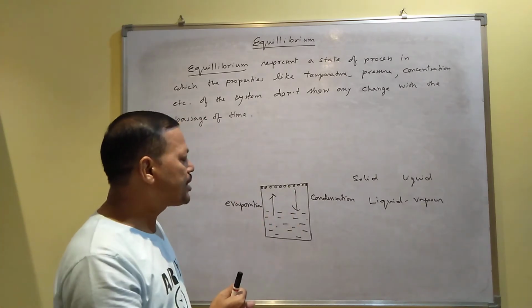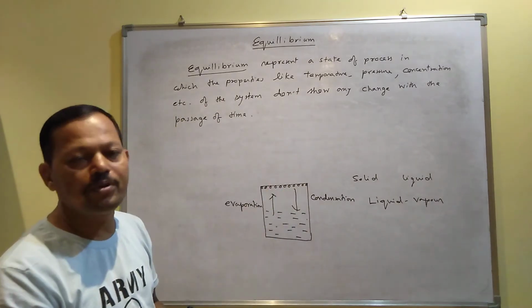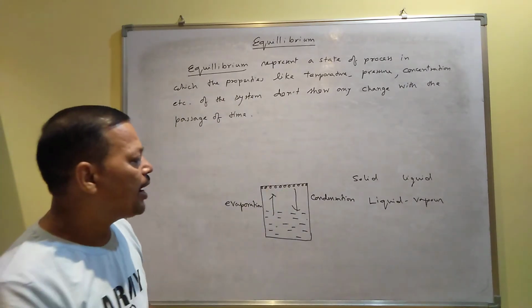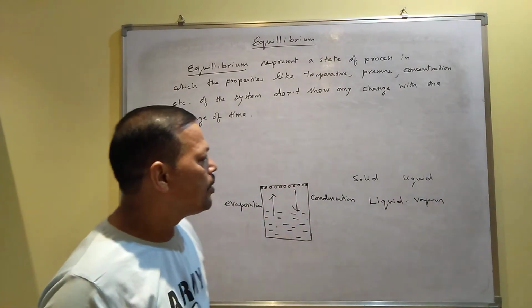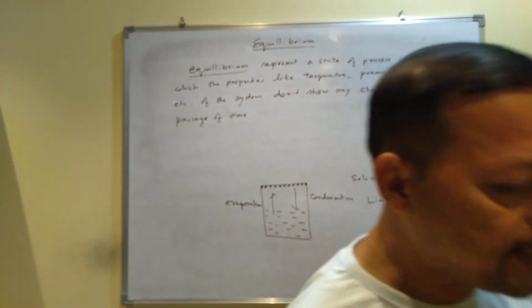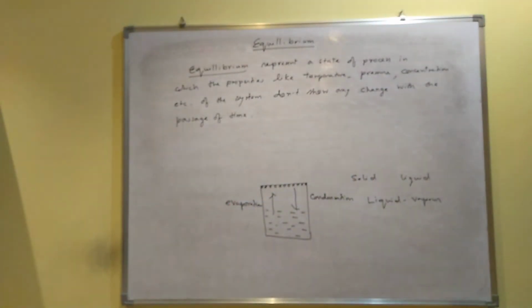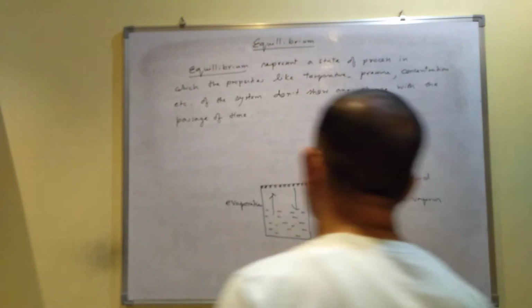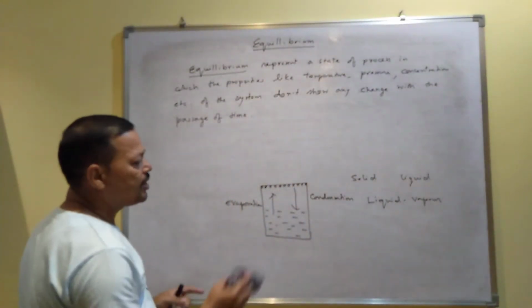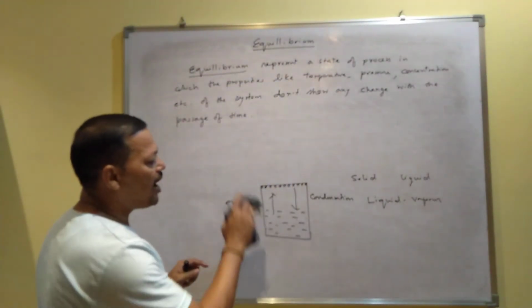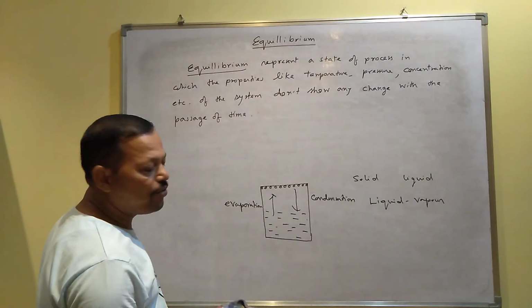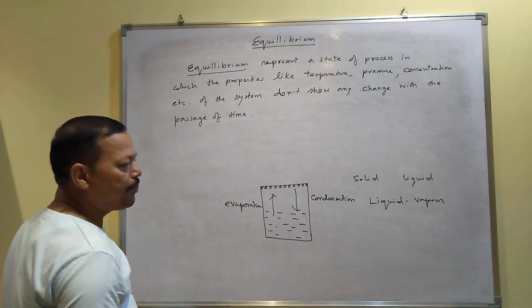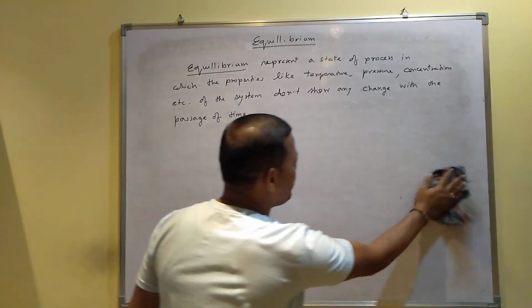And at that equilibrium state, the amount of liquid and the amount of vapor will remain the same inside the container, and that also represents an equilibrium state between liquid and vapor. So these are examples of the equilibrium state. When a system gains the equilibrium state, the concentration of the substances, the pressure, the temperature, everything will remain the same with the passage of time. So there will be no change of concentration, pressure, or temperature. So this is about the equilibrium.